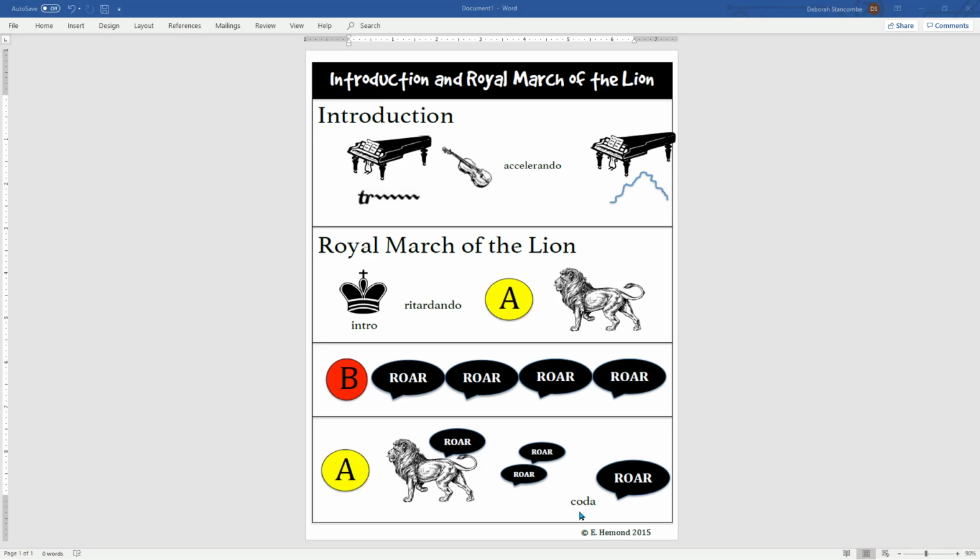And then we're going to have the coda. The coda is the special ending. It's like the big finish to the lion leaving, where he will turn around and give one final big roar before he leaves the parade and goes into the building. So this is the introduction and Royal March of the Lion, the first part of the Carnival of the Animals by Camille Saint-Saëns.